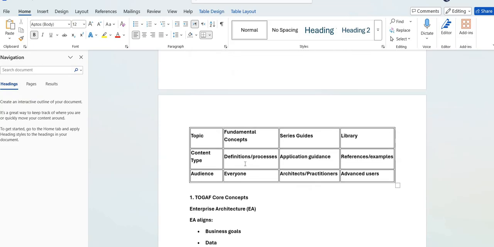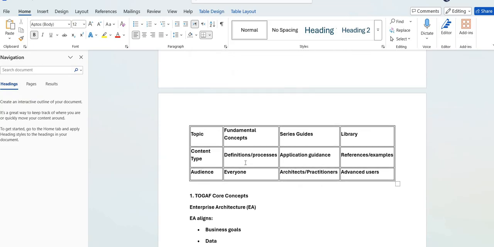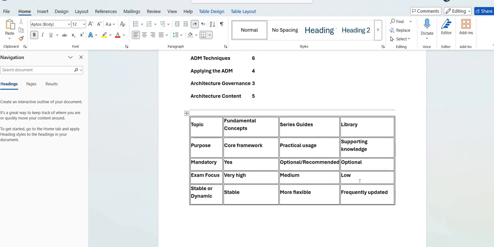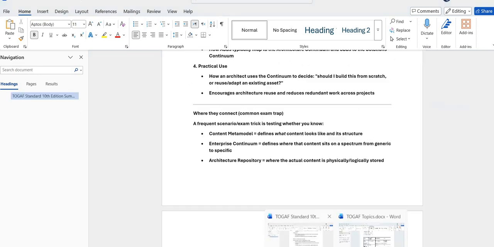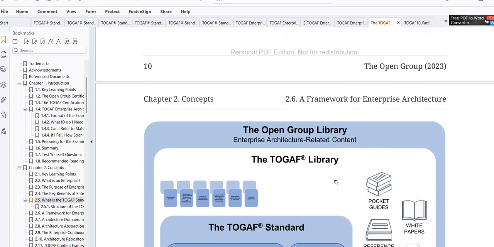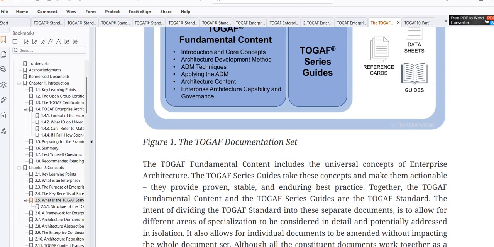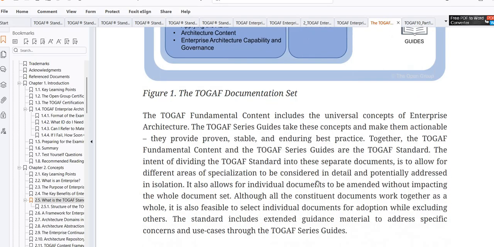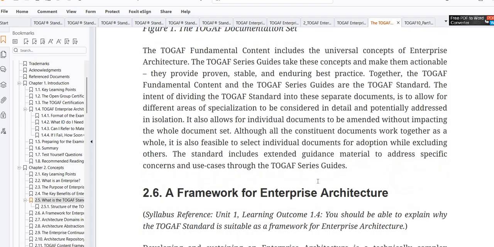Now coming to the topics: fundamental definition and process, and the applicable guide is the series guide, a reference example. You need to understand the example from the architecture point of view, and then you can see how the fundamental concept needs to be understood. Let's go back to the PPT. This is the Open Group forum, and I am going to explain in detail how the series guide and fundamental guide work, what the core frameworks are, and how important it is from the exam point of view. It's a very fundamental concept.